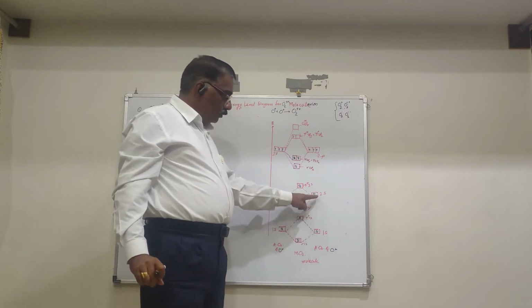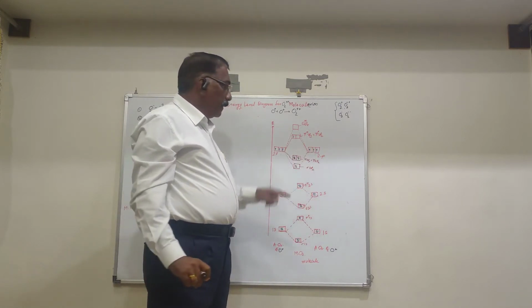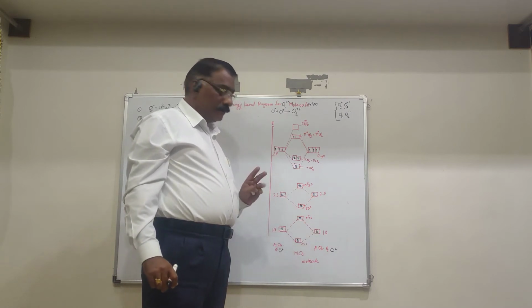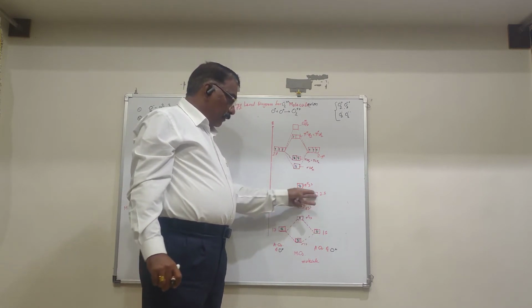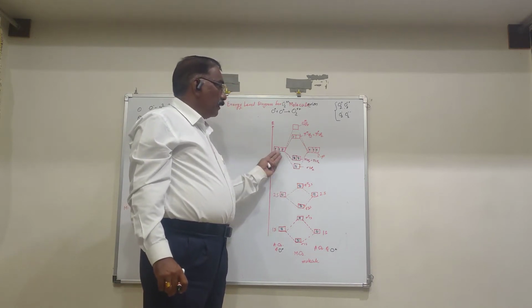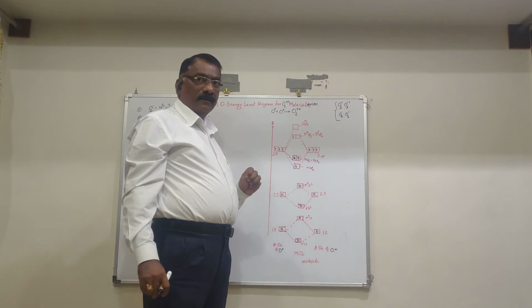Similarly, here 1s2, 2s2, and 2p3. See now how they will be fulfilled. These 4 electrons, usually they are filled. In 2s, there are 4 electrons, as usual they are fulfilled. Then 2p, here there are 3 electrons, and here there are the 3 electrons.